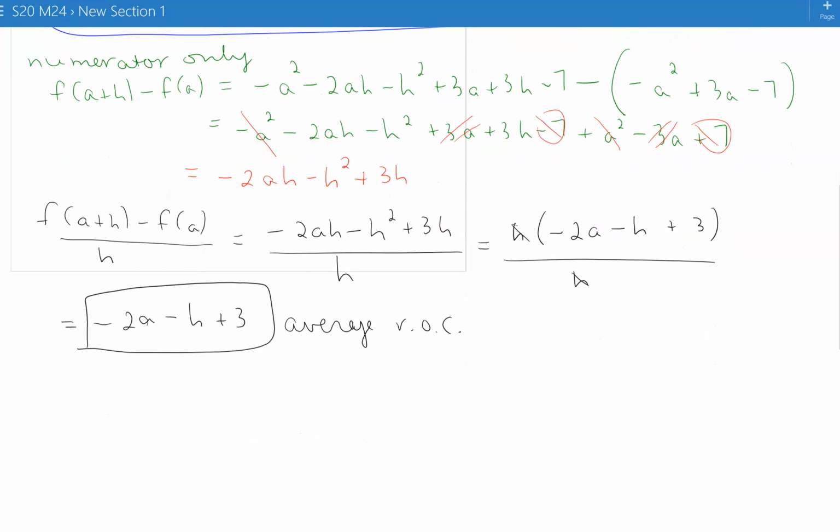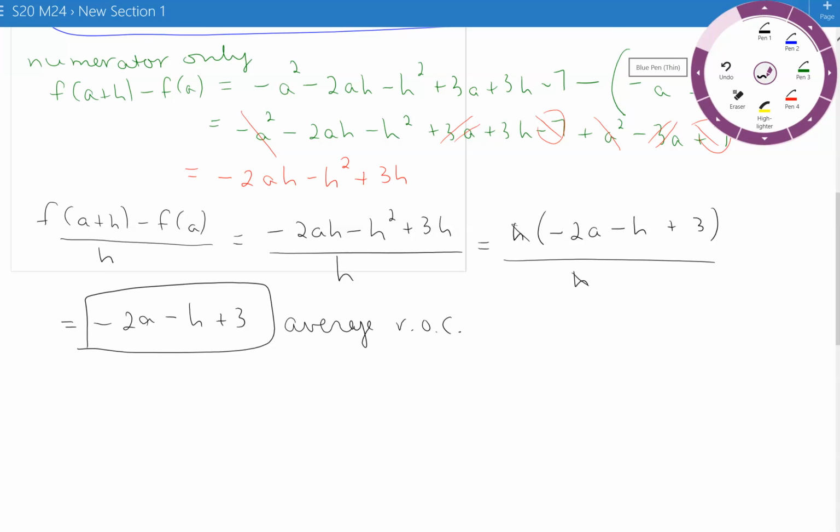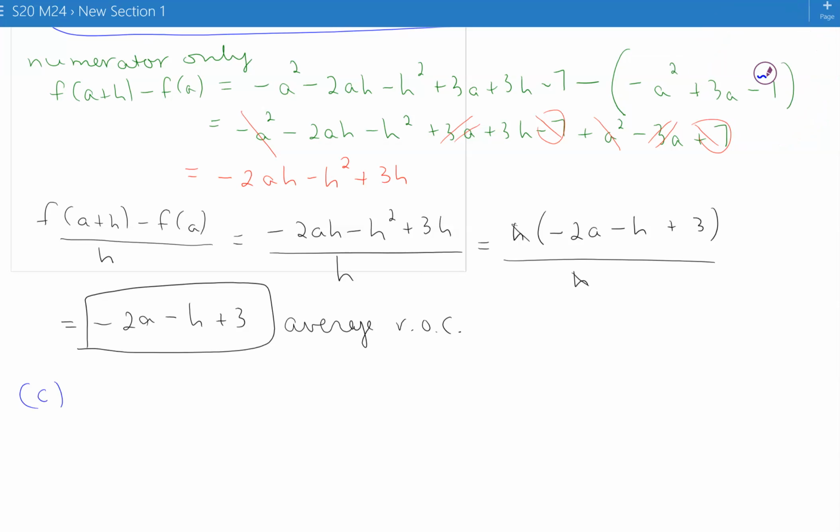So then part C, I asked you for the instantaneous rate of change. So that's the limit as h goes to 0 of the average rate of change. So make sure and pay attention to how this notation goes. This is the limit as h goes to 0 of the average rate of change. So that's negative 2a plus 3 is the instantaneous rate of change. So this is the instantaneous rate of change anywhere.